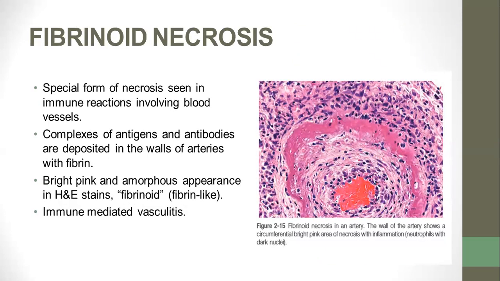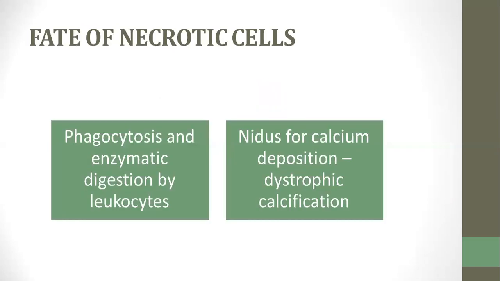Now, fibrinoid necrosis is a special form of necrosis which is seen in immune reactions involving the blood vessels. Because there is deposition of antigen-antibody complexes within the walls of vessels, this leads to deposition of fibrin, or complexes are formed with the fibrin that leaks out from the damaged vessels. And this fibrin is bright pink in color and amorphous in appearance. So immune-mediated vasculitis shows fibrinoid necrosis.